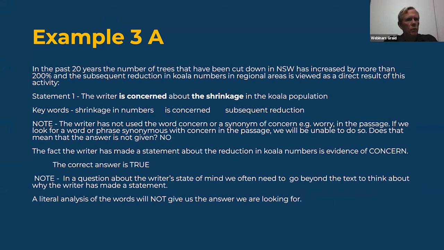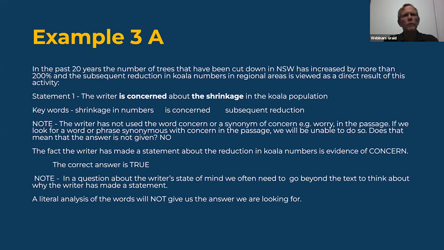In the past 20 years, the number of trees that have been cut down in New South Wales has increased by more than 200%. And the subsequent reduction in koala numbers in regional areas is viewed as a direct result of this activity. Okay.